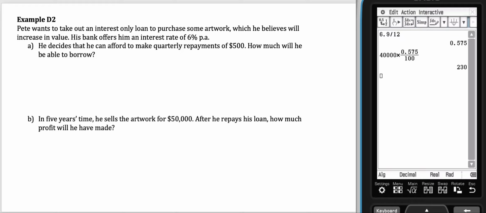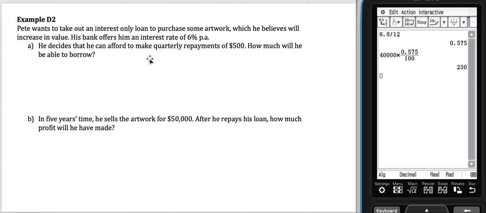All right, next example, similar kind of question, but this one's got two parts to it. This time we've got Pete, who wants to take out an interest-only loan to purchase some artwork, which he believes will increase in value. His bank offers him an interest rate of 6% per annum. Part A of the question says he decides that he can afford to make quarterly repayments of $500, and we have to work out how much he'll be able to borrow.